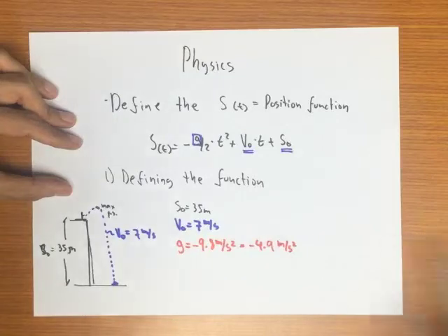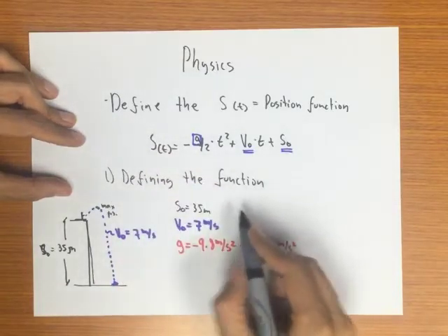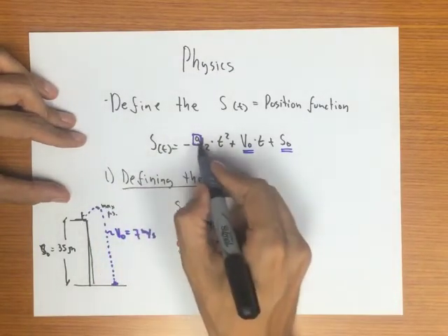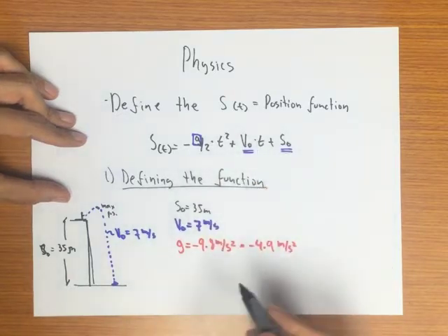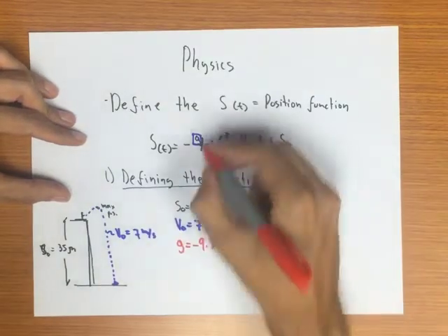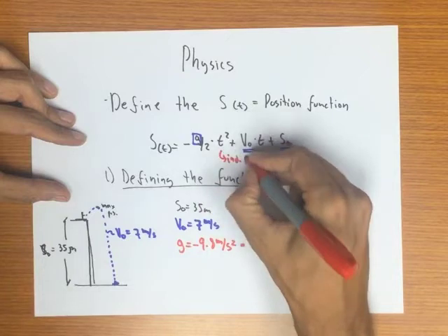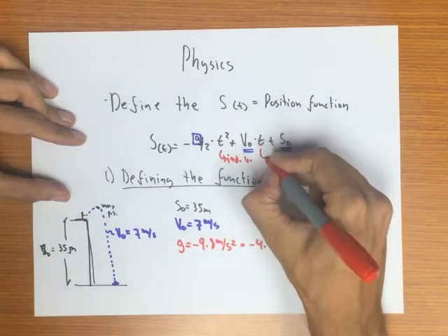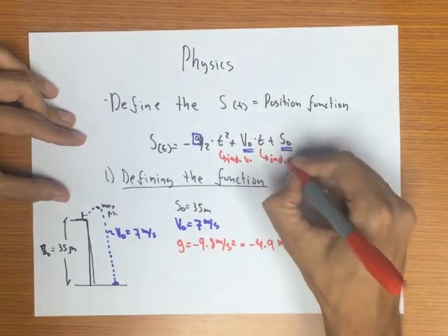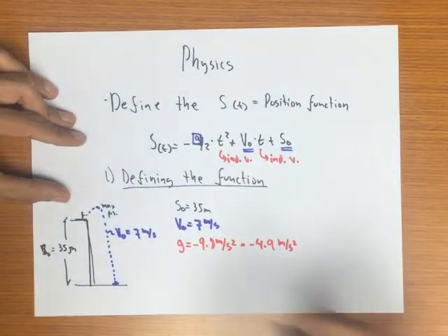The first step is defining the function. So you have all the elements to define the function. t will be your independent variable. This will be the independent variable, so it will stay as t during the whole procedure.